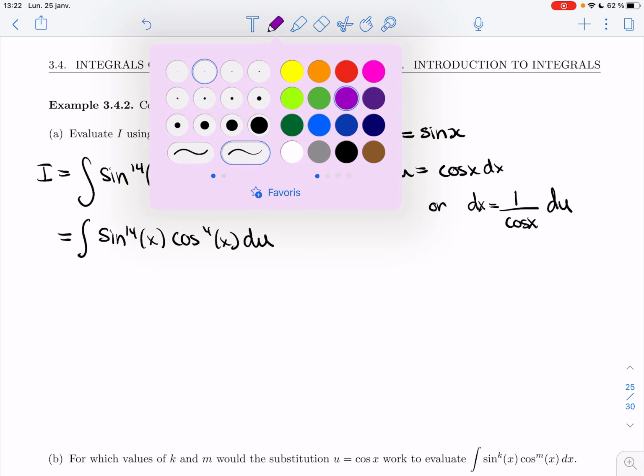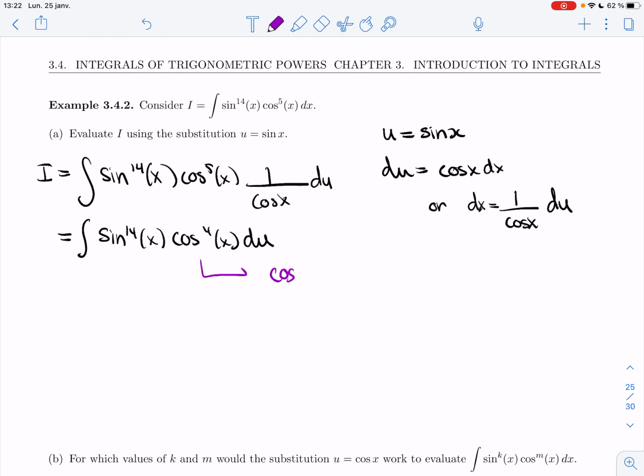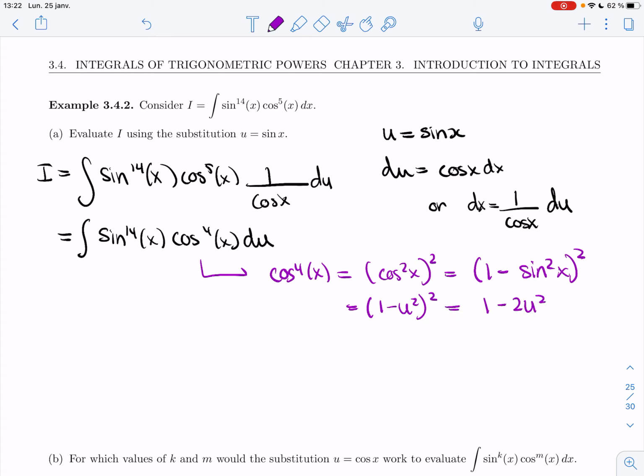I need to write them in terms of sine. Well, since I have 4, I could write it as cosine squared squared. That's 1 minus sine squared, squared. So it's 1 minus u squared, squared. It's 1 minus 2u squared plus u to the 4. All right, so the same idea is just that we're switching the roles of sines and cosines. And so here I get u to the 14 times 1 minus 2u squared plus u to the 4. I can expand.